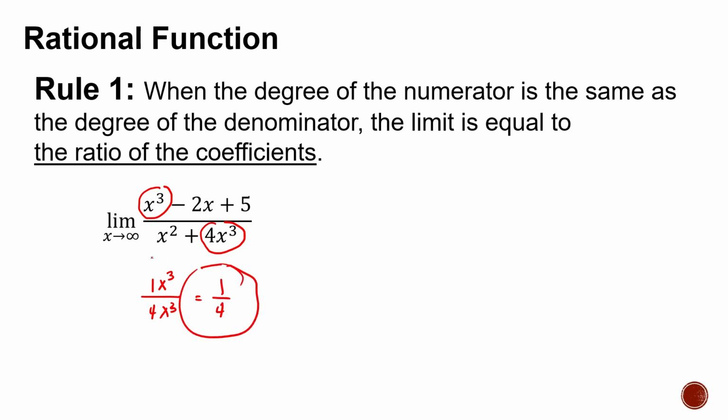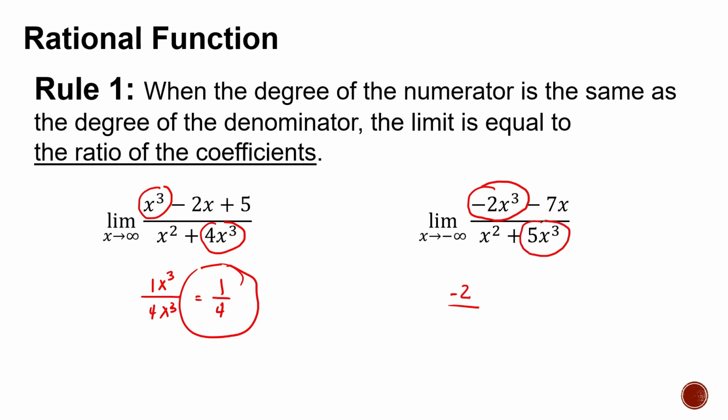So it doesn't really matter if it's approaching positive infinity or negative infinity, the rule still applies. So for example here, the limit of this function as x approaches negative infinity, then look at the leading term on top, that's negative 2x raised to 3, meaning negative 2 over, in the denominator we have 5x raised to 3. So the coefficient of that is 5, the answer will be negative 2 over 5.